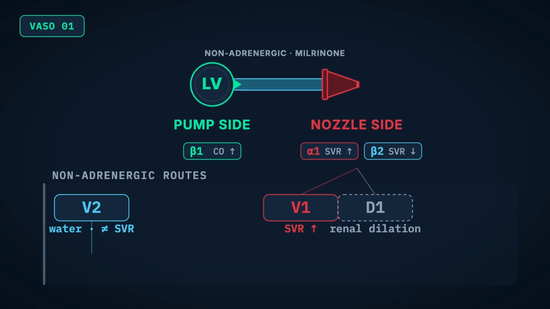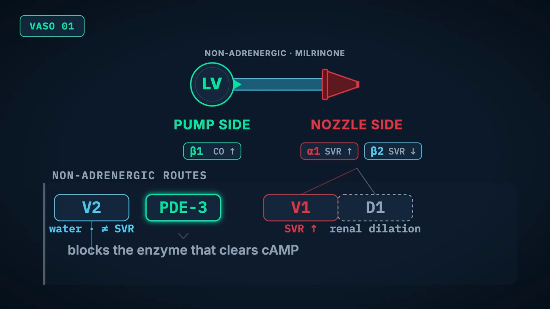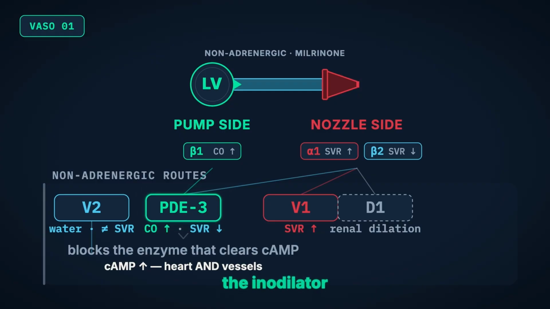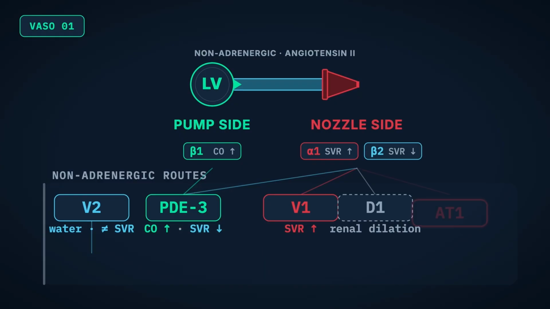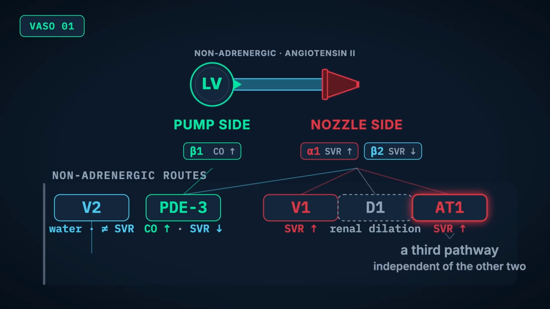Milrinone skips the adrenergic system entirely. It blocks the enzyme that breaks down cAMP. So cAMP rises in both the heart and the vessels at once. More contractility, less resistance, at the same time. That's why it's called an inodilator. And Angiotensin II acts on AT1 receptors, a third pathway, fully independent of adrenergic and vasopressin systems, reserved for vasodilatory shock that isn't responding to the first two.